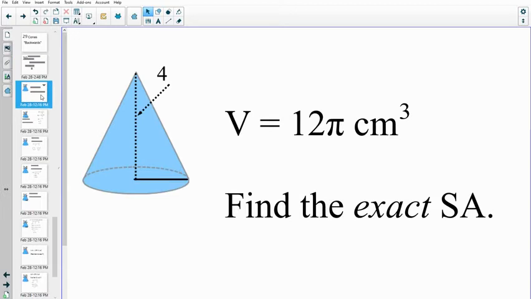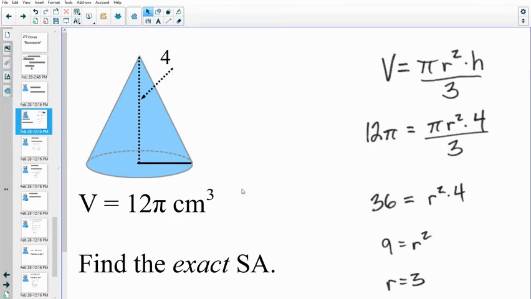So I've got just a few problems to go through with you. They'll feel pretty similar to what we've been doing. First one I have is: given the volume of this cone is 12 pi cubic centimeters, I want to find the exact surface area. So working backwards from the volume, which means we go to the volume formula. Volume is pi r squared times the height divided by 3. And so in this formula, we know that the volume is 12 pi because we were given that. In the diagram, we can see that the height of the cone is 4.